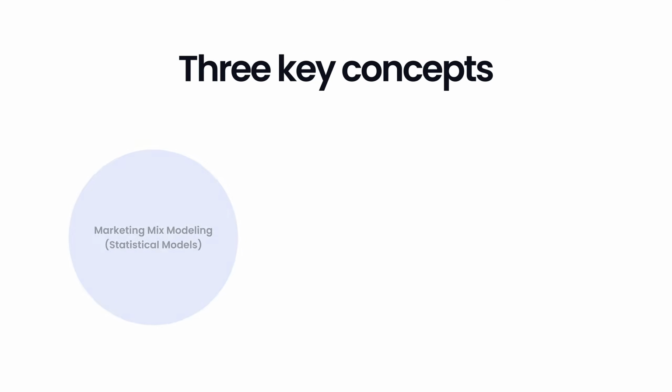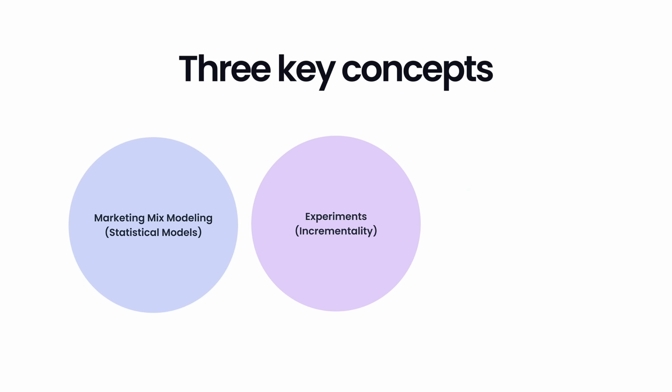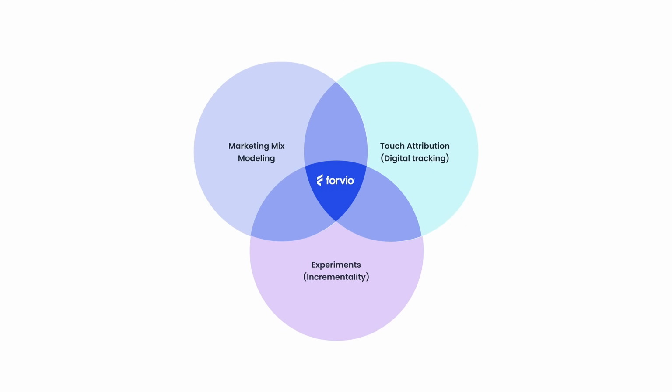Forvio's approach is grounded in three key concepts: marketing mix modeling, experiments, and touch attribution. By blending these techniques, Forvio offers a holistic approach that delivers precise predictions while sidestepping the common pitfalls of using just one method. But we'll save the deep dive for another time.